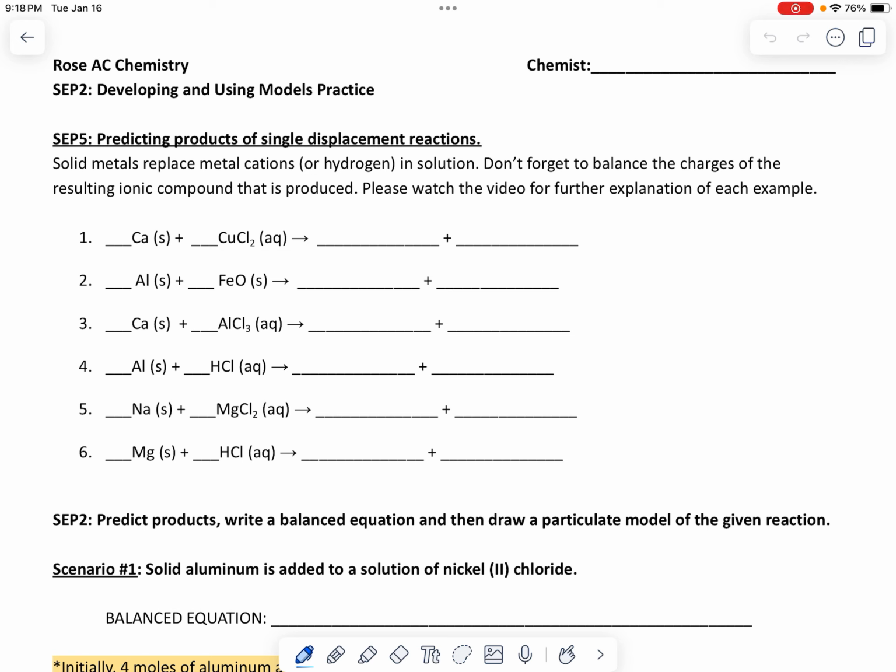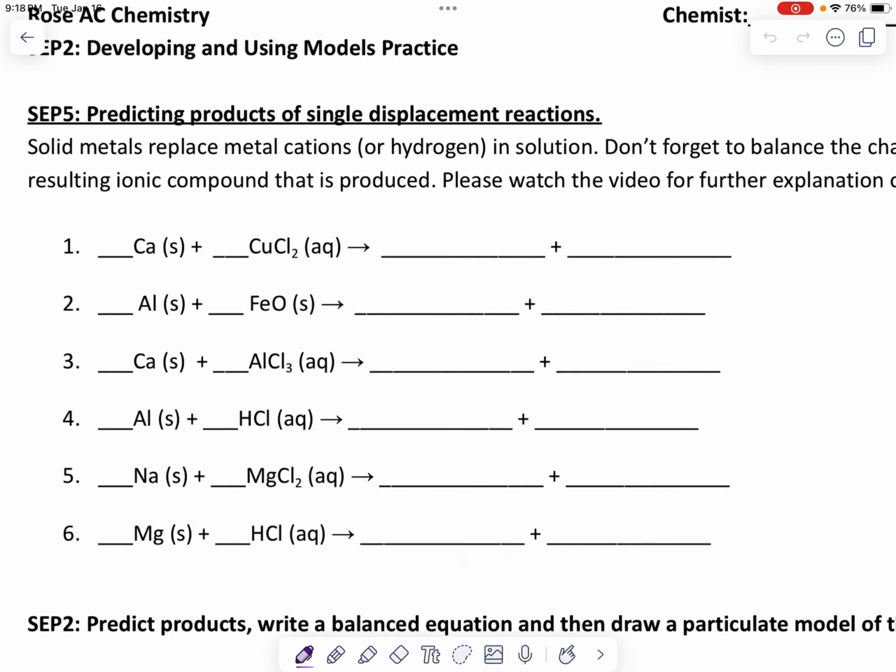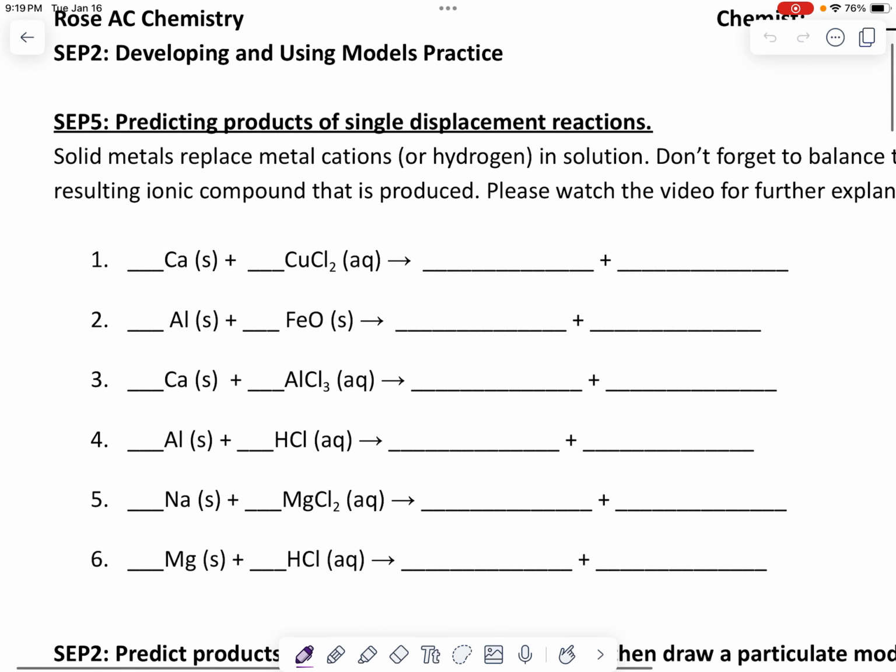How do we predict products of a single displacement reaction? I have been getting a lot of questions about this from students over the last few days, so I thought it might be nice to just practice that by itself before we dive into how that relates to a model or to a stoichiometry problem. So let's take a look at number 1.